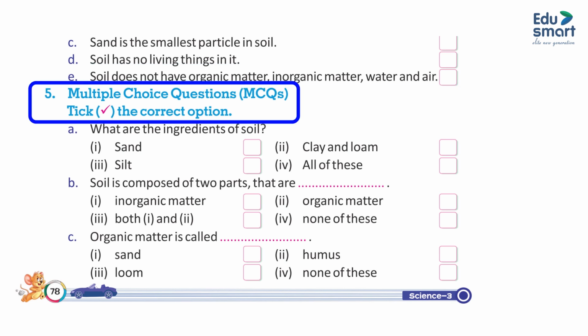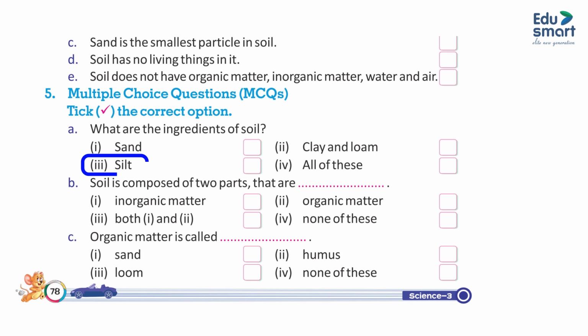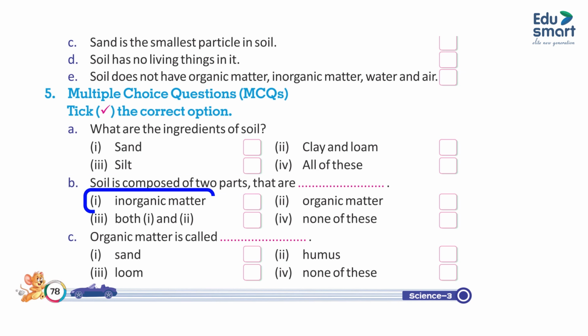5. Multiple choice questions, MCQs. Tick the correct option. A. What are the ingredients of soil? 1. Sand. 2. Clay and loam. 3. Silt. 4. All of these. B. Soil is composed of 2 parts that are: 1. Inorganic matter. 2. Organic matter. 3. Both 1 and 2. 4. None of these.